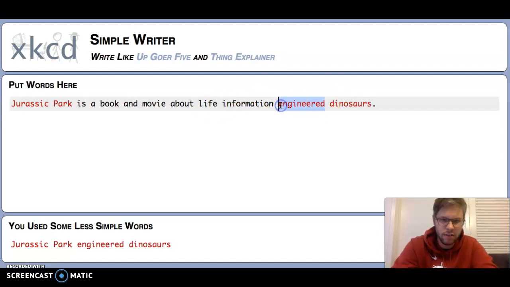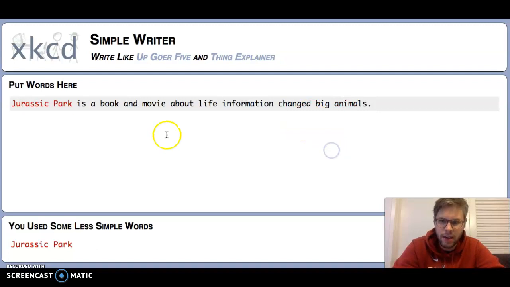Engineered. Let's change this to changed. And then here, let's do giant. Giant doesn't work. Let's do big. Lizards. Reptiles? Nope. Animals? Yes. Okay. So now what I've got is Jurassic Park is a book and movie about life information changed big animals.